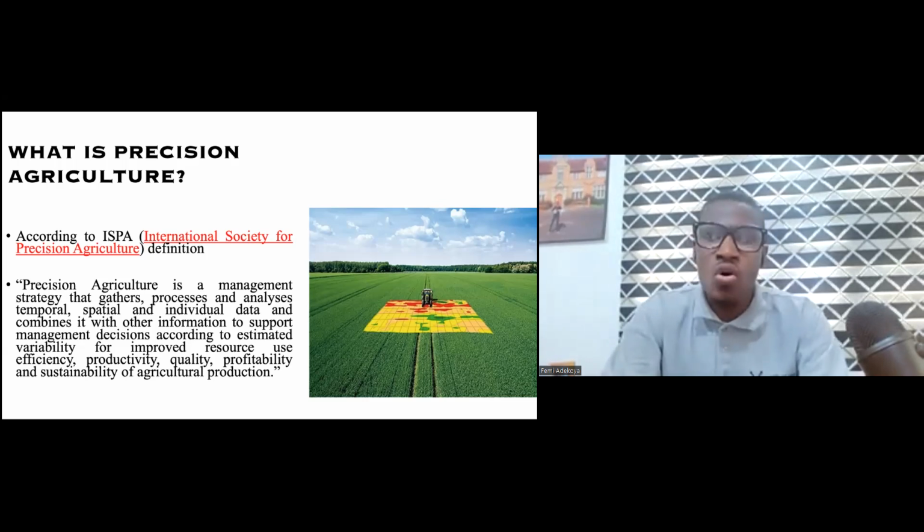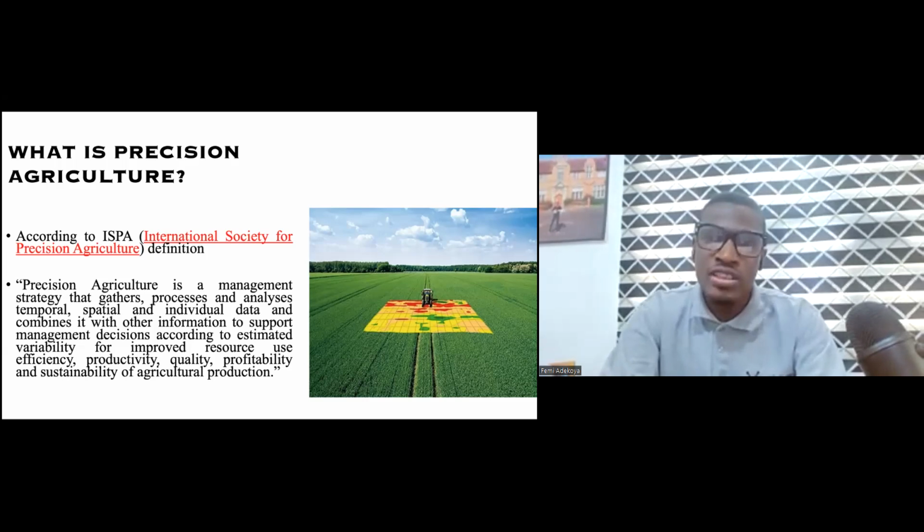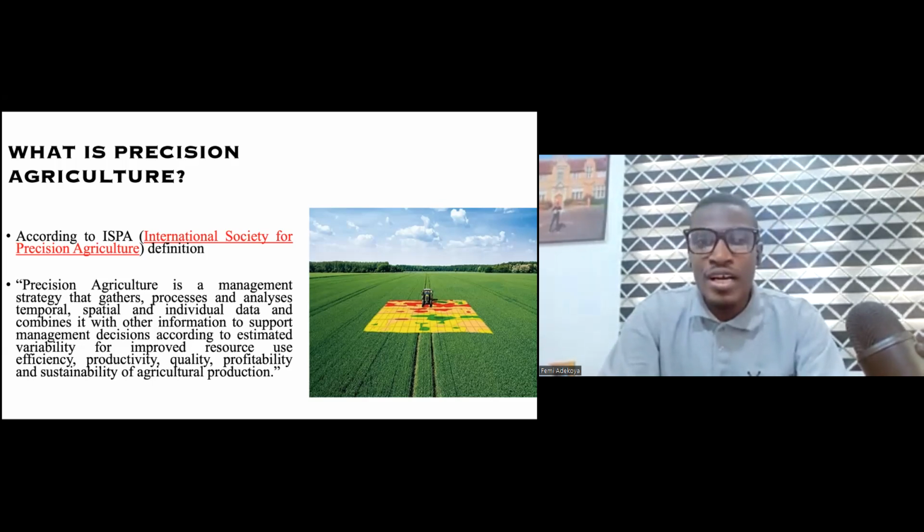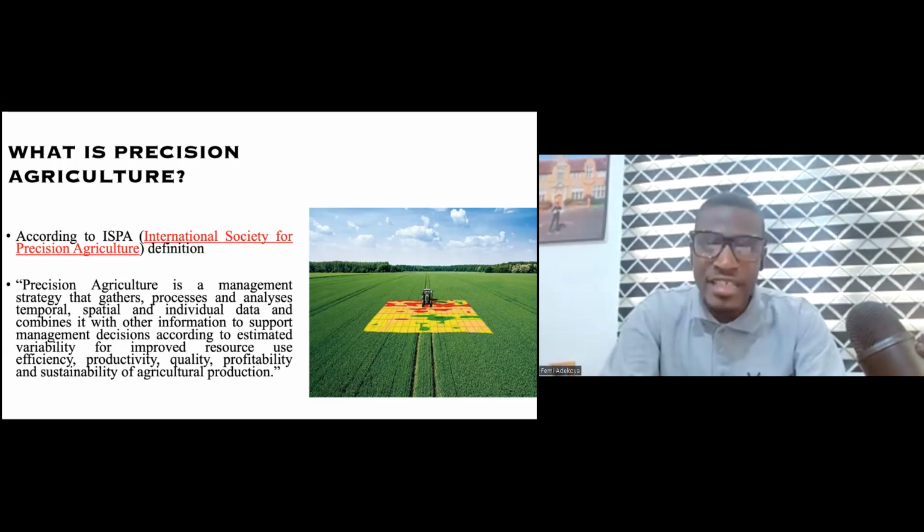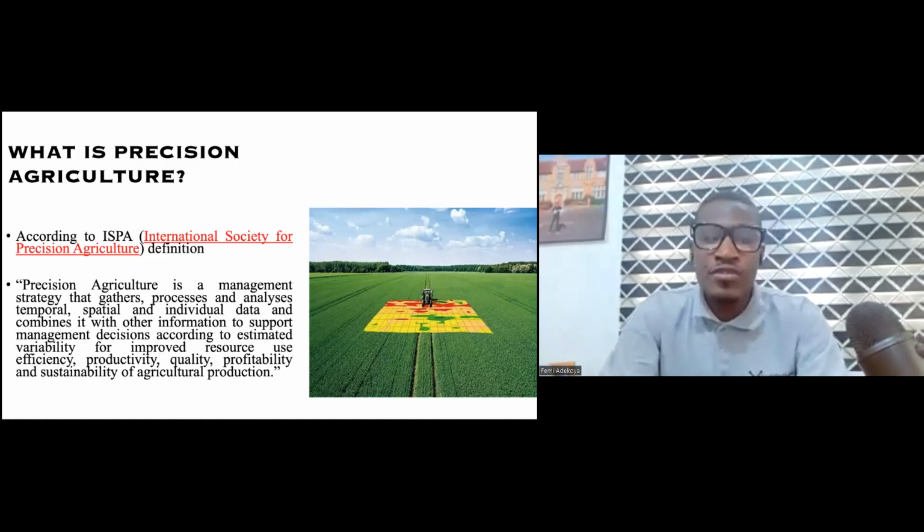Oftentimes people misdefine precision agriculture, saying it is the application of technology. No, precision agriculture is a management concept that involves the gathering, processing, and analyzing of several forms of data. When we use the word data, it can be ambiguous. We can be specific: temporal data, spatial data, individual data, or forms of data like images, numbers, and so forth. But how can we put all of these data together to make sense of it? So I digress.